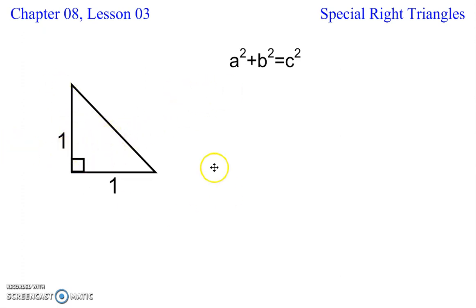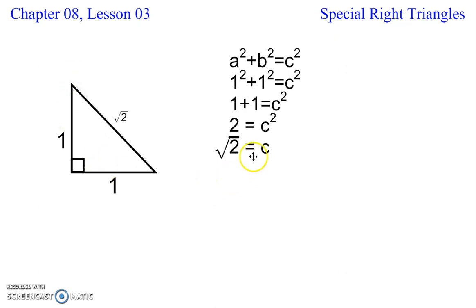So, if we use the Pythagorean theorem to find this other side, 1 squared plus 1 squared equals c squared. So 1 squared is 1. So 1 plus 1 is c squared, so 2 is c squared, and the square root of that is just the square root of 2. So if I have 1 here, 1 there, I have the square root of 2.